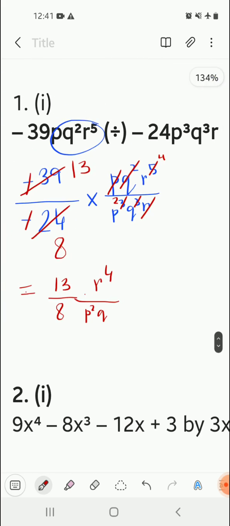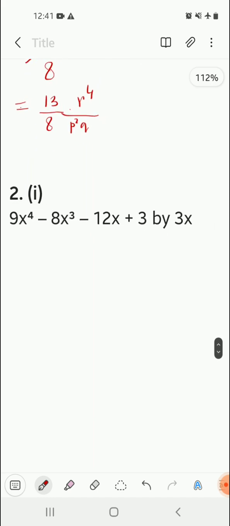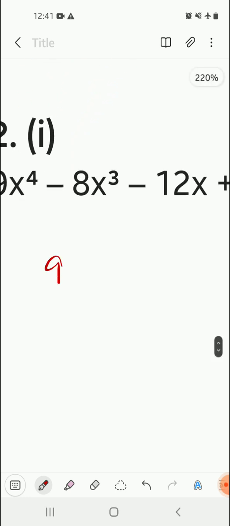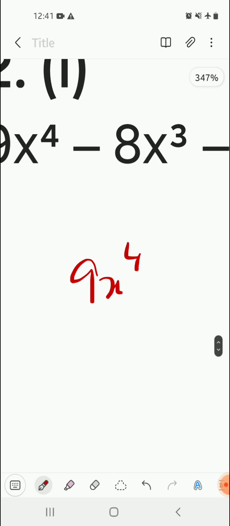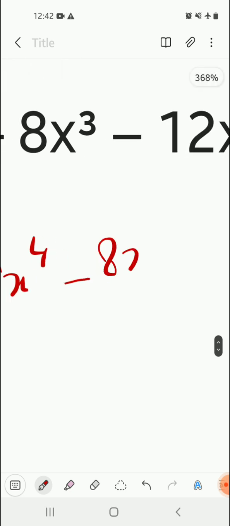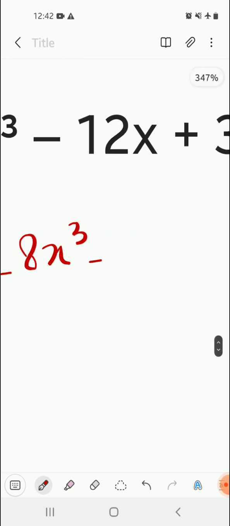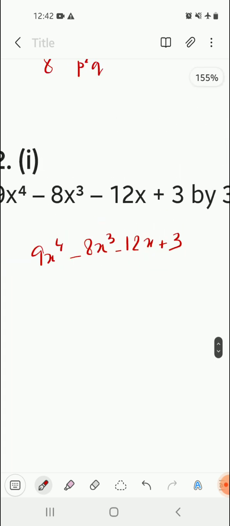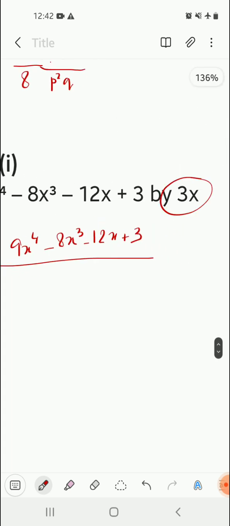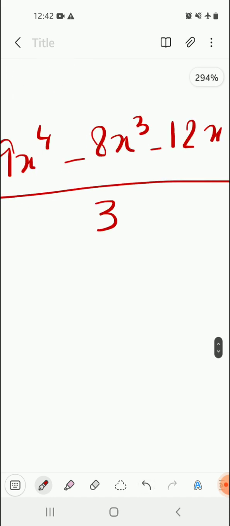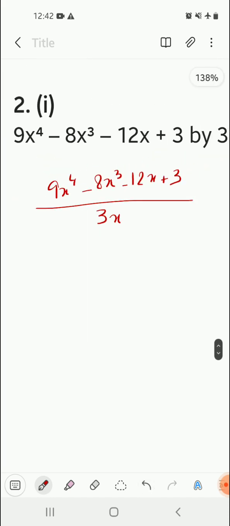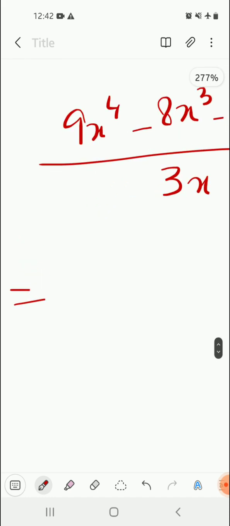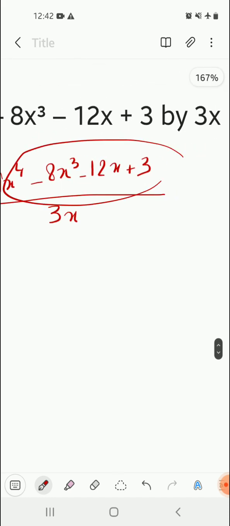Moving on, next, we are going to divide this by 3x. So what we can do is write it down in this manner: 9x to the power 4 minus 8x cube minus 12x plus 3. With this I'm going to divide it by 3x. So write the denominator 3x. Now see, we will expand it. We are going to split this up.